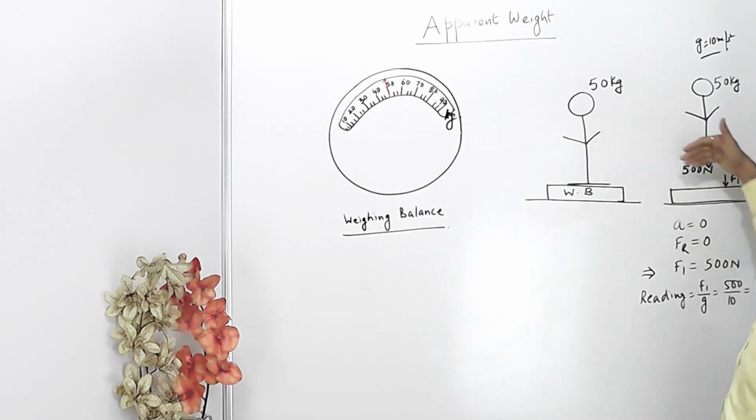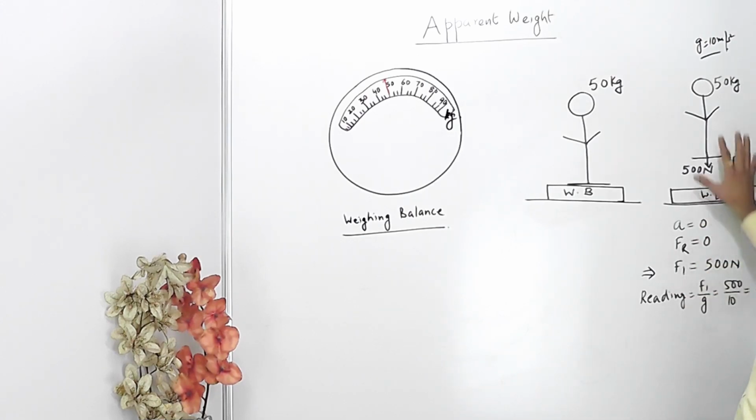First, we have isolated the body. We have created some space so that we can draw the forces. Then the earth says I'm going to pull it down with a force of 500 Newton. This person, through his feet, is going to apply a force F1 onto this weighing balance, WB. So this pushes the weighing balance down, F1. If we find F1, our job is done, that is, we can find the reading.